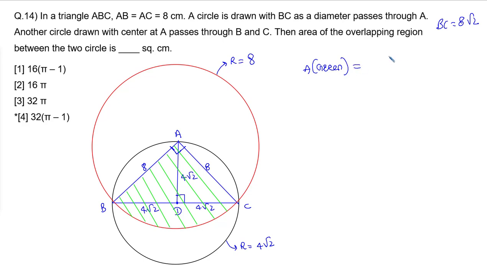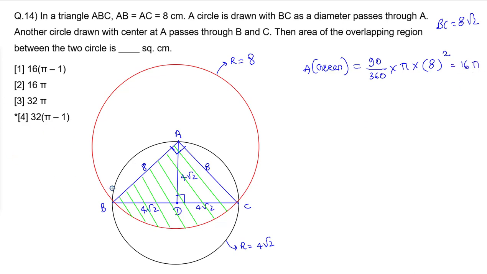Green region is a sector with central angle 90 degrees, so its area is 90 divided by 360 into pi r square. R is equal to 8. So 90 divided by 360 is 1 by 4, 64 by 4 is 16 pi. This is equal to 16 pi.